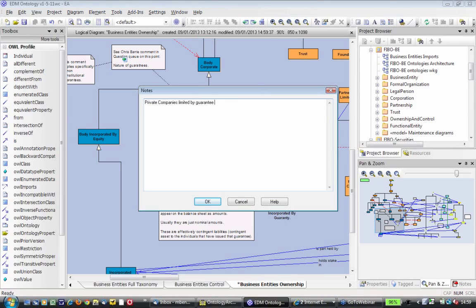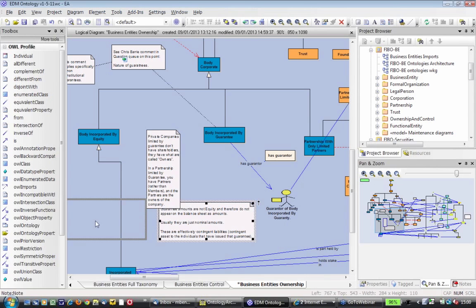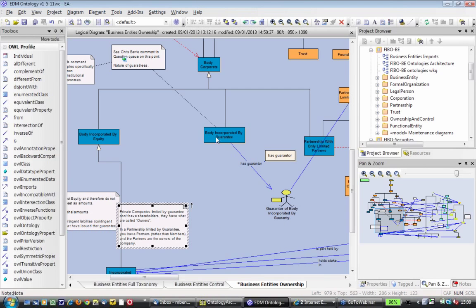Private companies limited by guarantee don't have shareholders, obviously, because they don't have any shares. They have what are called members instead. Right. Except in that Luxembourg example where we saw they were both, but in general, they have members, and the members are, quote-unquote, the owners. As opposed to a normal limited company or incorporated company where they have shares and the shareholders are the owners. Right. In a partnership limited by guarantee, then you have partners rather than shareholders or members, and the partners are the owners of the company. Generally speaking.